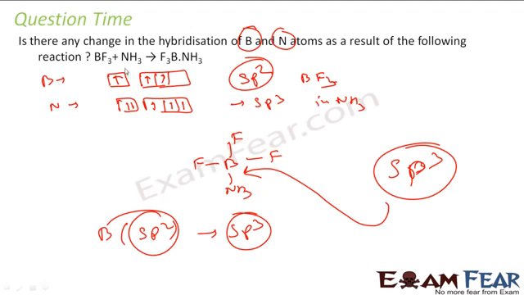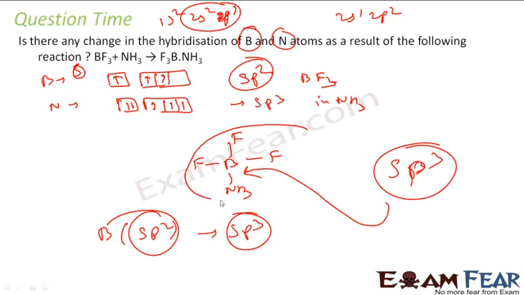Earlier it was sp2, because the atomic number is 5, if you see, 1s2, 2s2, 2p1, but in the excited state it becomes 2s1, 2p2, right? It is sp2, but for this particular compound it has to have 4 bonds, so it will be sp3 hybridization.